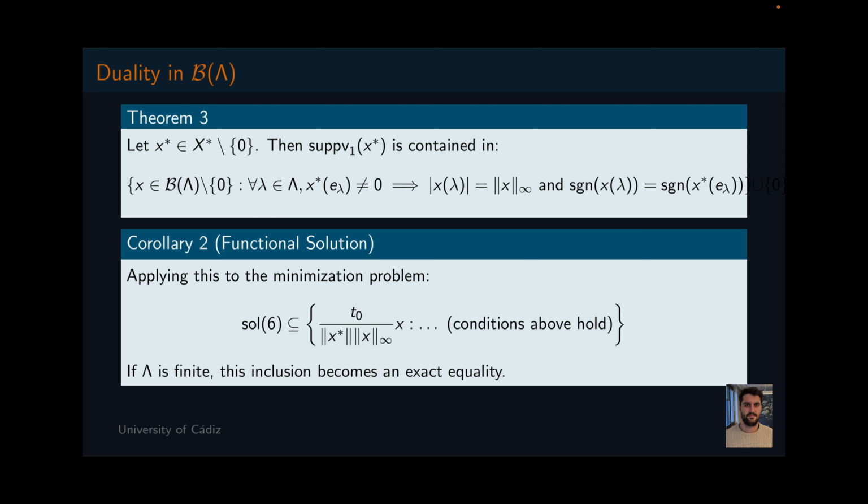For a vector to be a supporting vector, the mathematical signs of the function at any coordinate must exactly and perfectly match the sign of the functional's evaluation at that specific coordinate. When our set lambda is a finite set, the set inclusions you see on the slide become exact, locked equalities. This is fantastic news because it provides us with a deterministic analytical formula to compute exact minimum norm elements under functional constraints in finite-dimensional spaces. We no longer have to guess, we can calculate it directly.